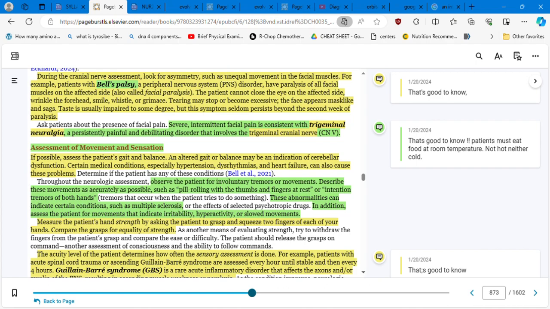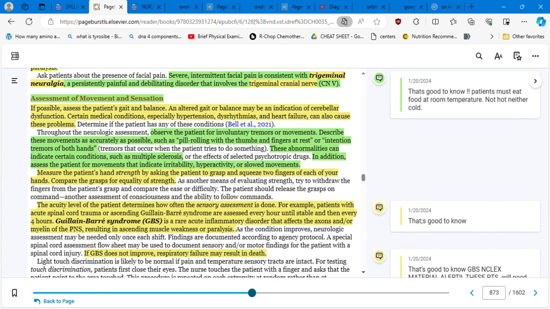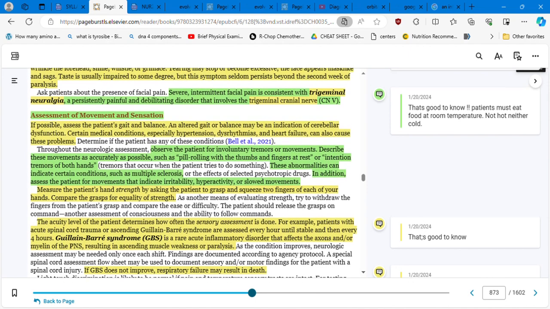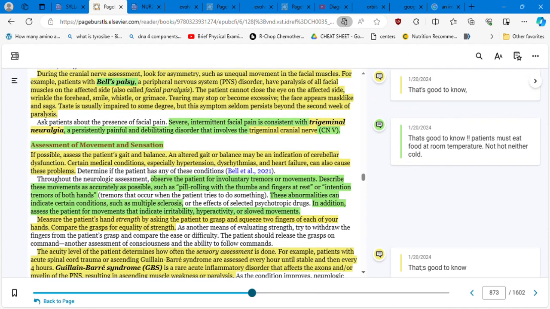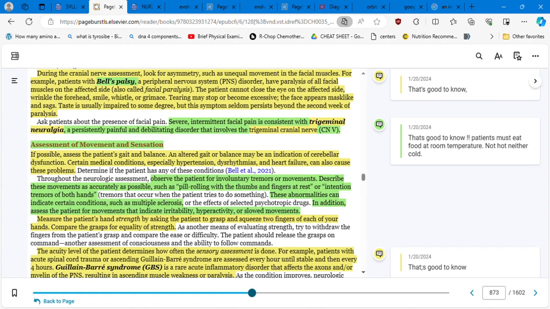Assessment of movement and sensation, still talking about the alert and oriented and aware patient. If possible, assess the patient's gait and balance. That's good to know. Patients must eat food at room temperature, not either cold. And sorry, I forgot to mention this when we were talking about trigeminal neuralgia. That's good to know. Also, Bell's palsy is coming in the exam, because these patients are having problems in different areas, and they cannot move one side, or they are going to have persistent pain and debilitating disorders that involve the trigeminal cranial nerve 5.